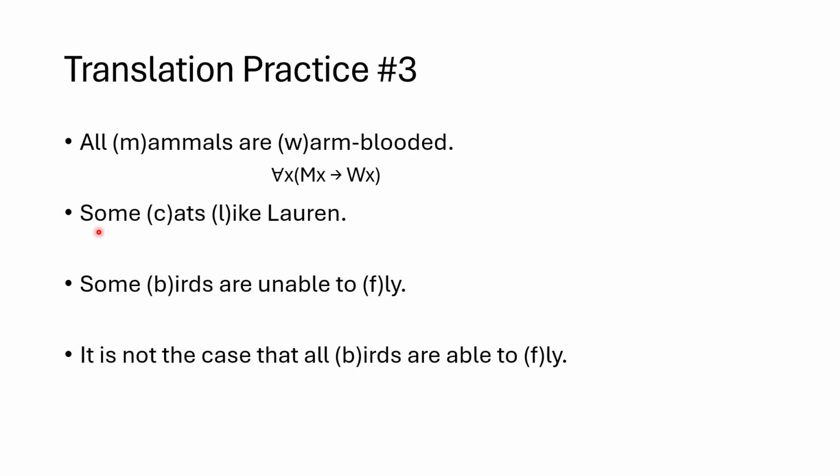Okay, so here we've got another statement where some cats like Lauren. We have, again, two predicates, but we have actually two different types of predicates. Cats, that's a one-place predicate because some things are cats. That's what this first part is saying. That's the is of predication. That indicates a one-place predicate.